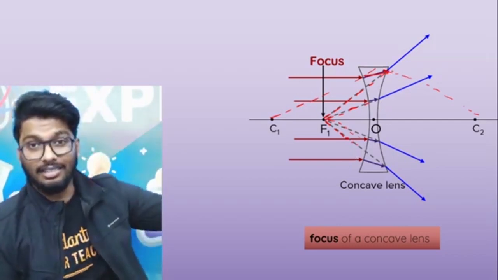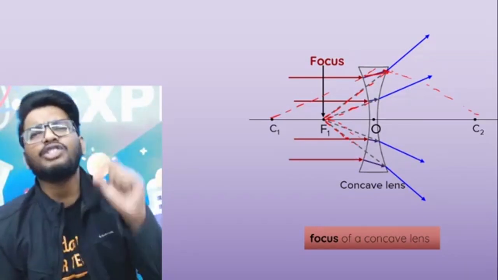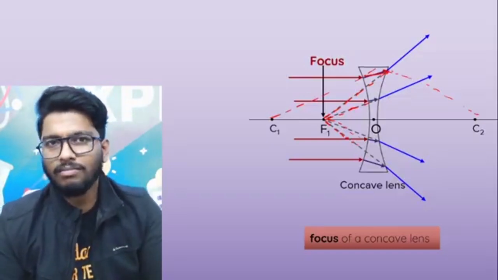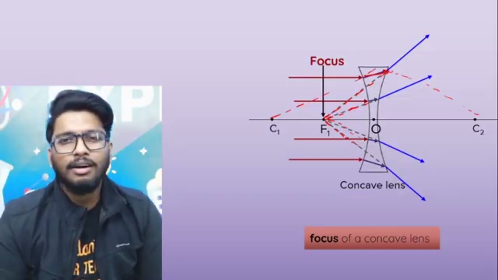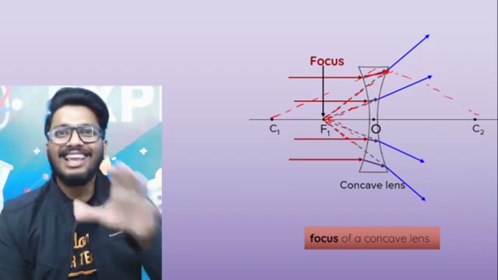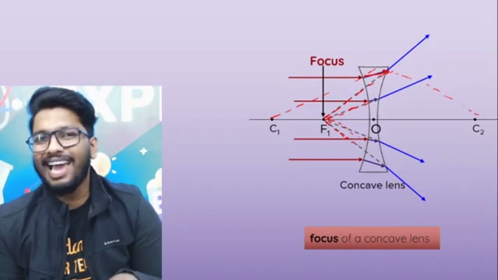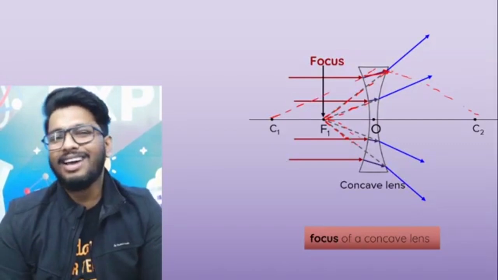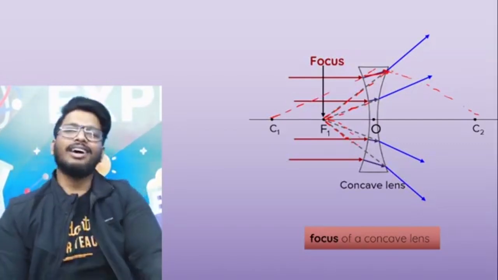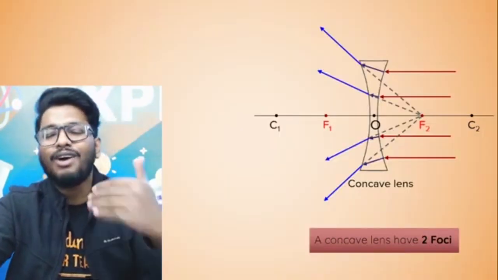See, in a converging lens, like in the case of a convex lens, the rays of light are actually meeting at a point. So you can call that a real focus, because the rays of light are actually meeting. But in the case of a concave lens, the rays of light are not actually meeting, but they're appearing to meet, and hence it is called an imaginary focus, or we can call it an apparent focus, because it's not exactly real. The rays of light are not actually meeting.